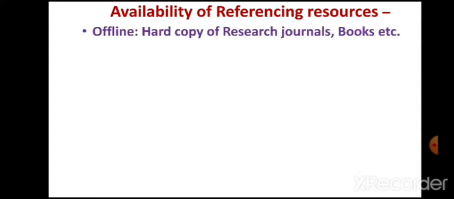Then the next question to be addressed is availability of referencing resources. So exactly from where you will get these references. That is the part of today's lecture. You can get journals, magazines, newspapers, all these referencing resources, books in your library in the form of hard copy. So offline resources are available in the library. You need to go to the library and see the indices, abstracts, and search for the journals. You can read these journals in the library itself. You can get it Xeroxed.